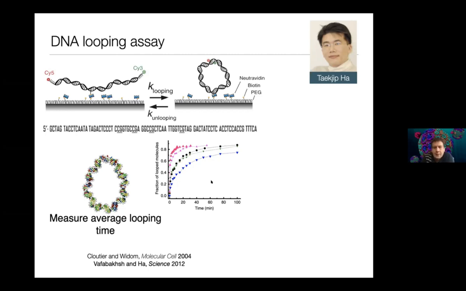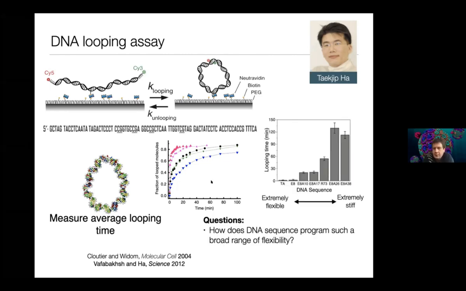It's conceptually very simple to understand, but the results were really striking. If you look at the looping time, which is typically in minutes, you'll find a really dramatic difference depending on the DNA sequence. You change the sequence by a little bit, and it gives you really different looping times. That was a puzzling observation, and also a direct measurement of how stiff or how flexible the DNAs are. So we were interested in looking at this from a computational point of view.